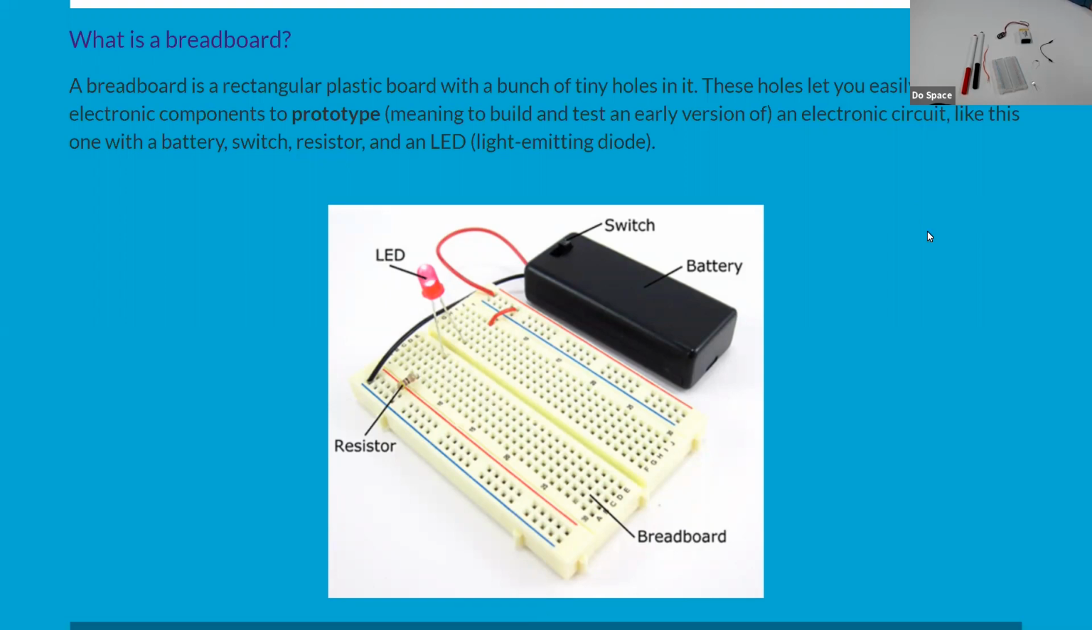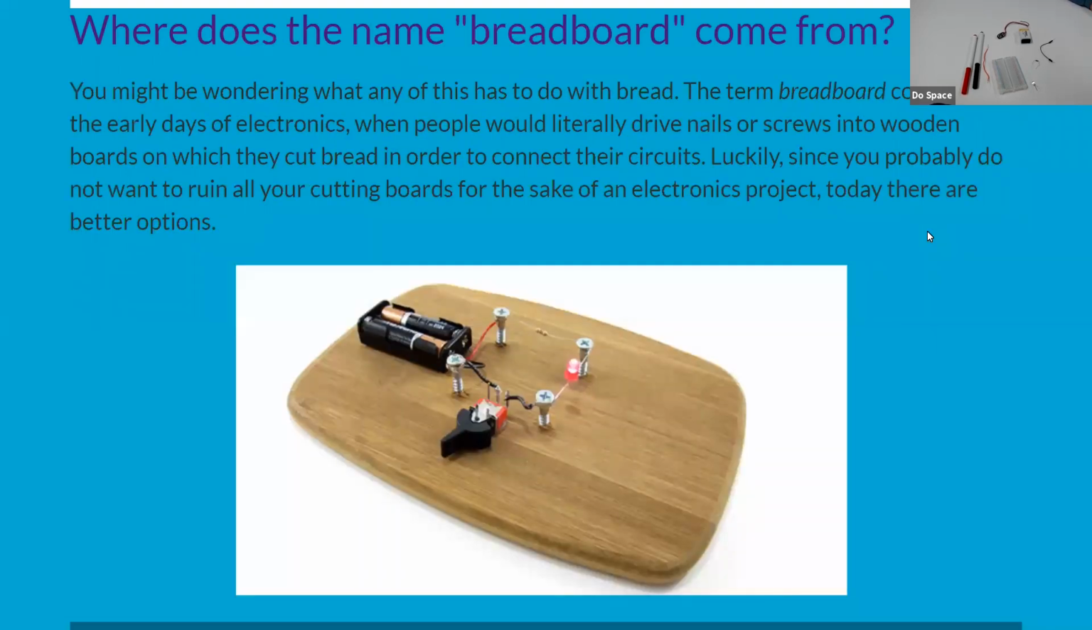So this is what's called a breadboard. And you might be thinking, why is it called a breadboard? Where does breadboard come from? It does not look like anything like bread. So breadboard comes from the early days of electronics. And as you see in this picture, people would drive nails or screws into wooden boards, like cutting boards, boards that you would a lot of times cut bread on, to connect their circuits.